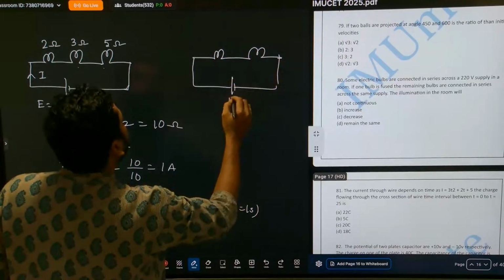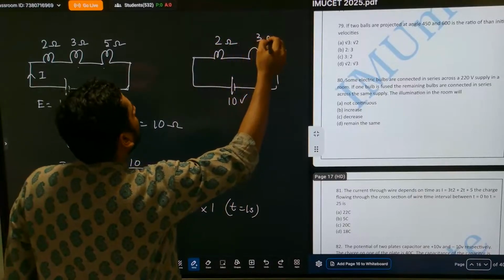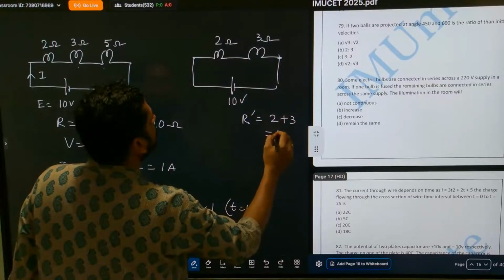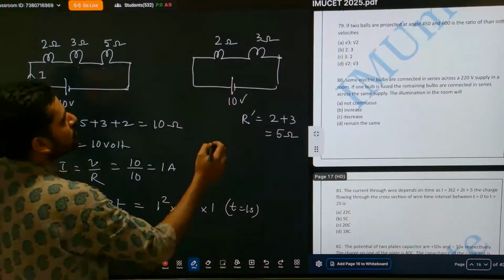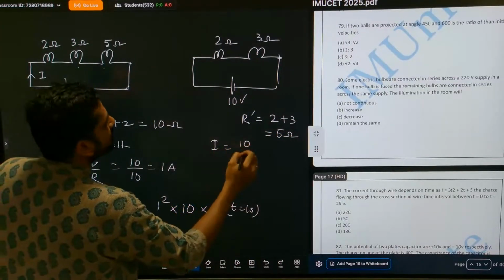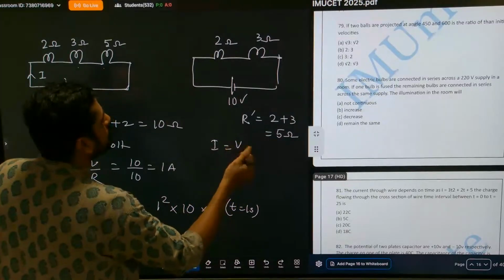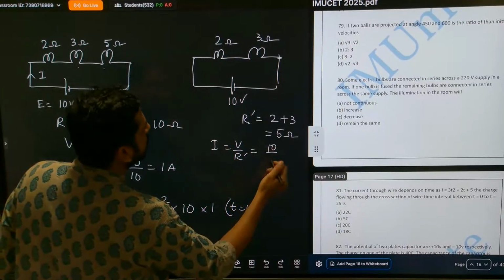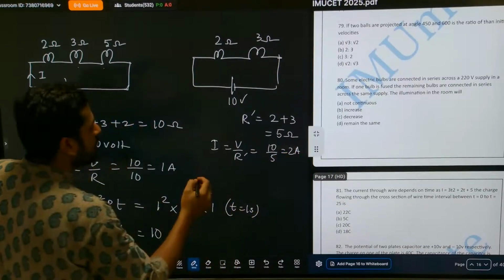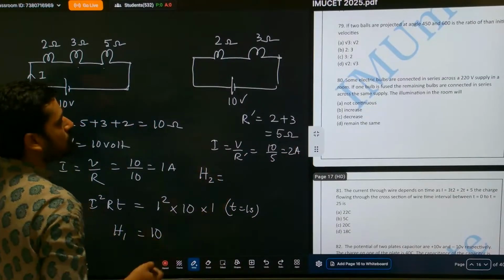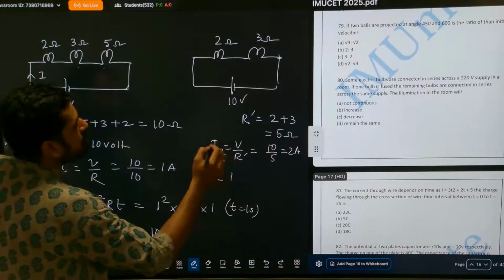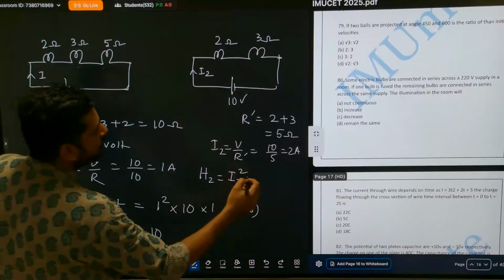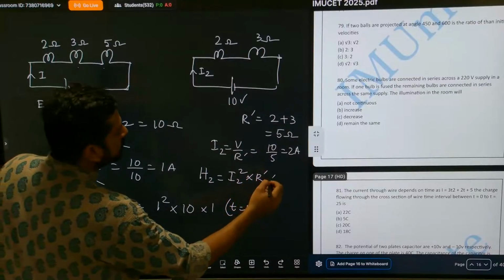Voltage is still 10 volt. How much resistance is now? This is 5 ohm. So current would be V by R. कितना बोलो? 10 by 5, 2 एम्पियर. फिर कितना होगा बोलो? I2 देते हैं, नहीं तो समझ में नहीं आएगा. I2 स्क्वायर R T.